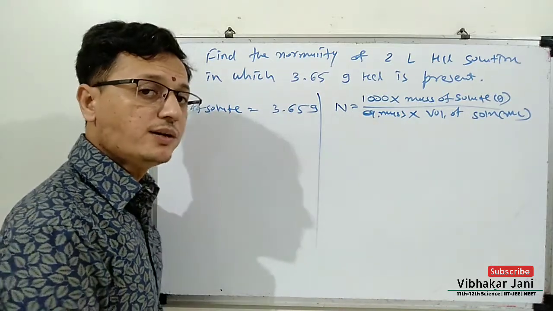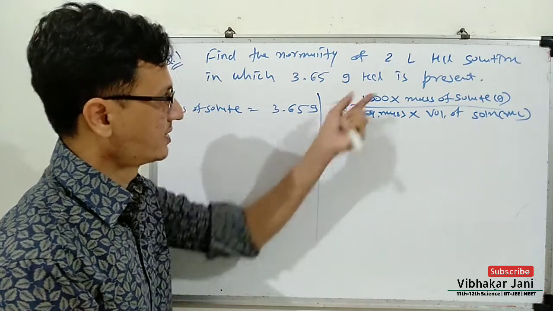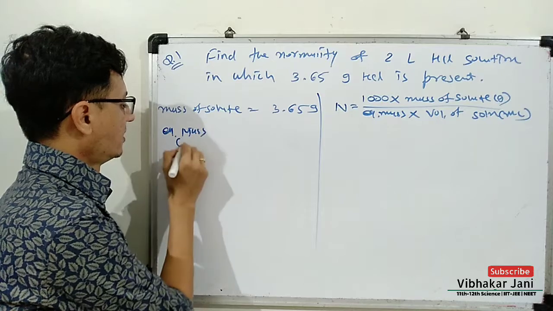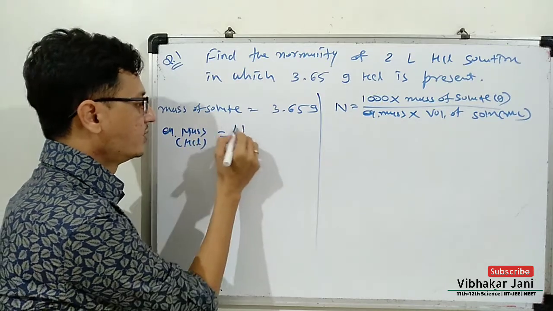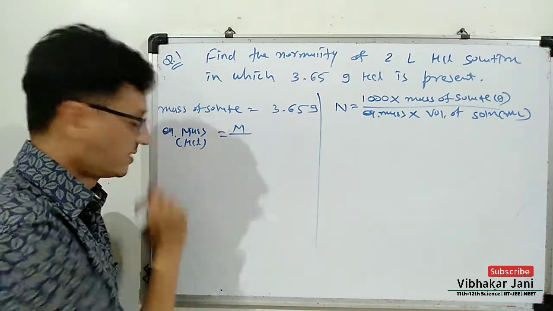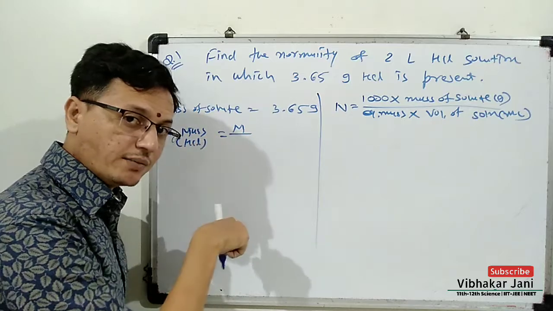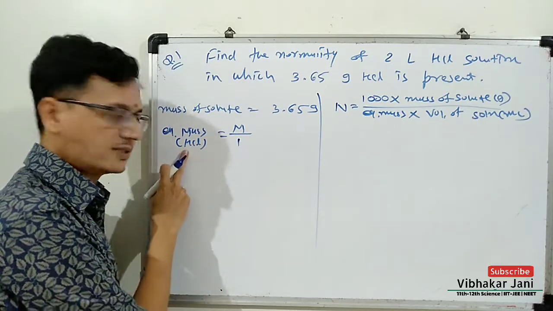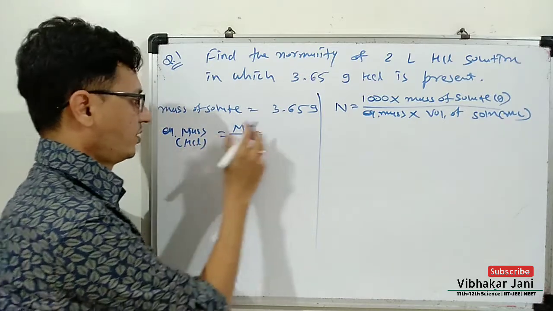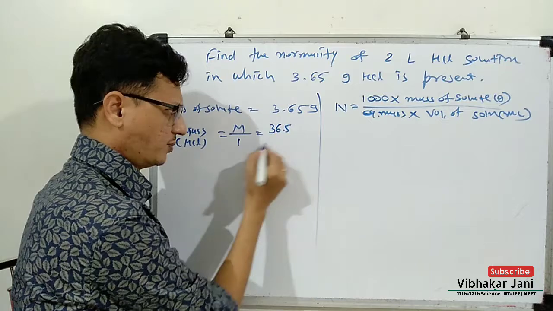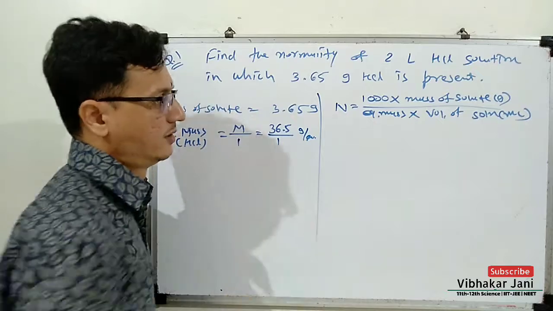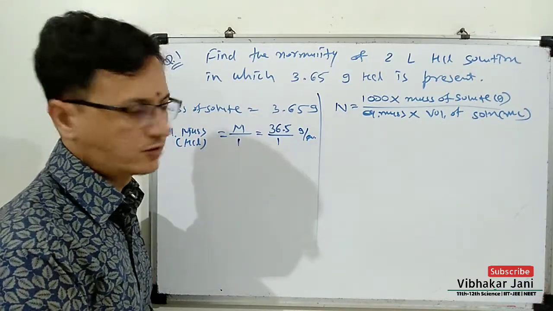We require the equivalent mass of solute. Solute is HCl, and equivalent mass for HCl will be equal to molecular mass divided by, now you know very well how to find the equivalent mass of an acid, molecular mass divided by 1. Why? Because HCl can release only 1 H plus. So the molecular mass of HCl is 36.5 divided by 1. So it is 36.5 gram per equivalent. This is the value of equivalent mass for our solute.